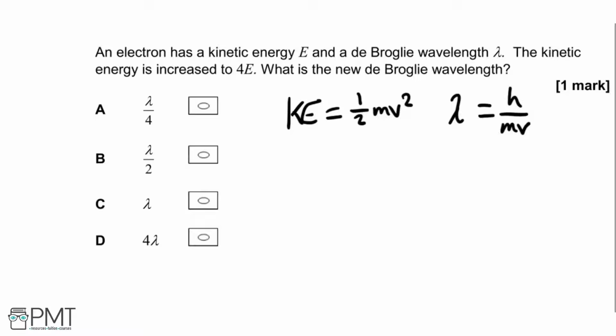Remember, the mass of the electron stays the same. So the first thing we need to do is find out by what factor the speed of the electron changes.